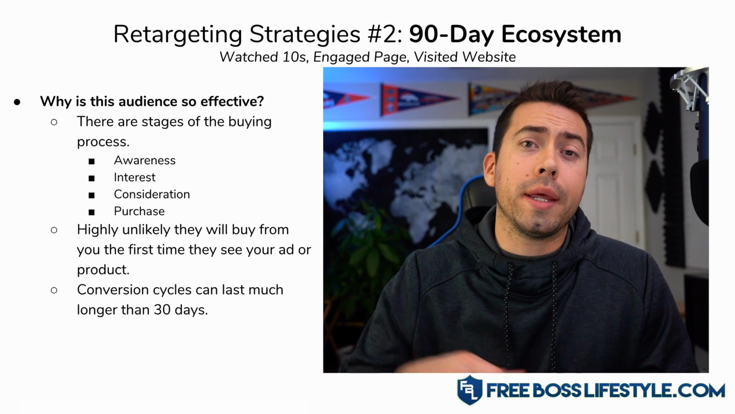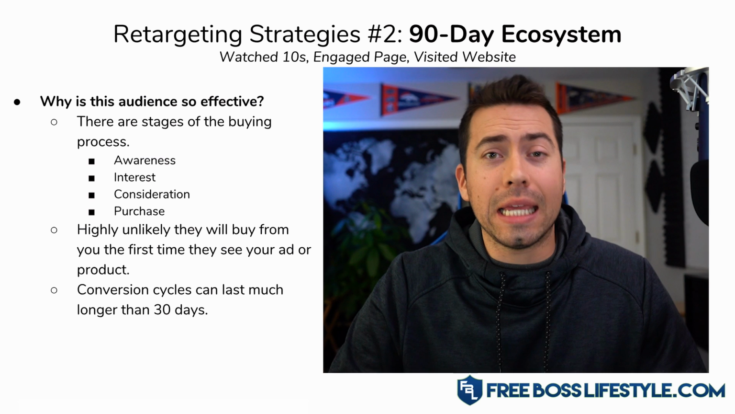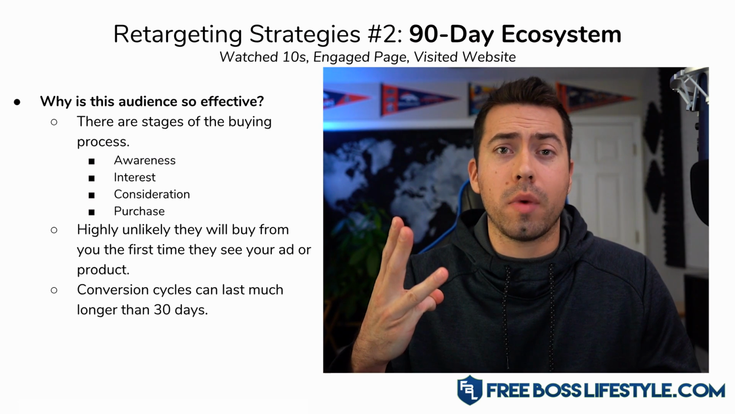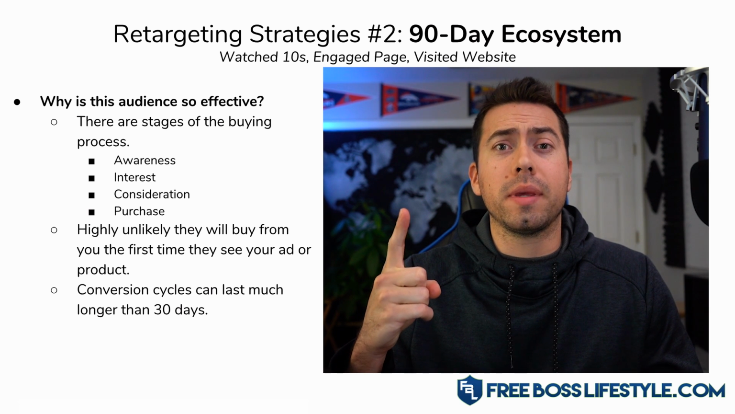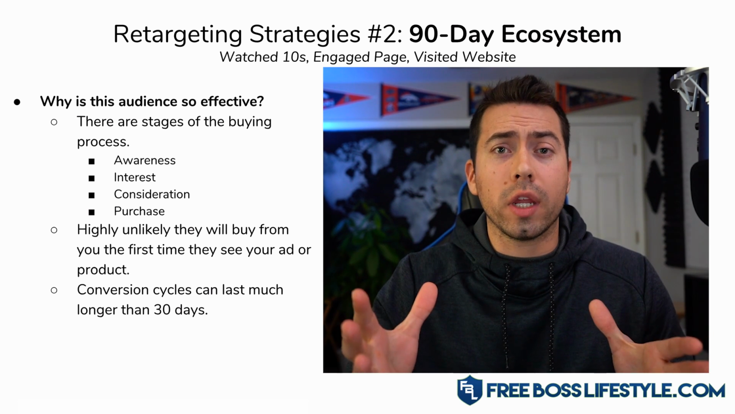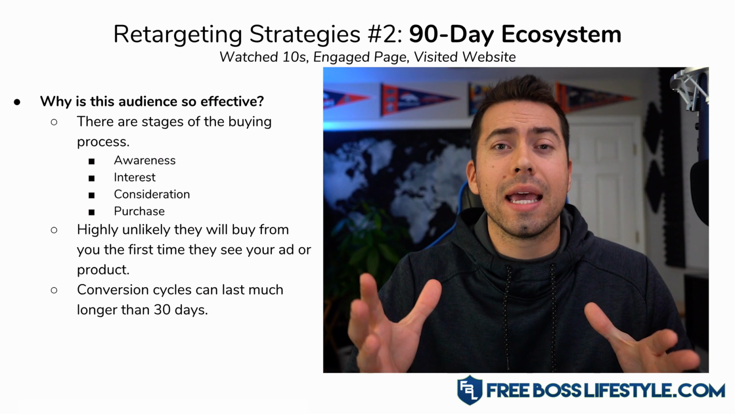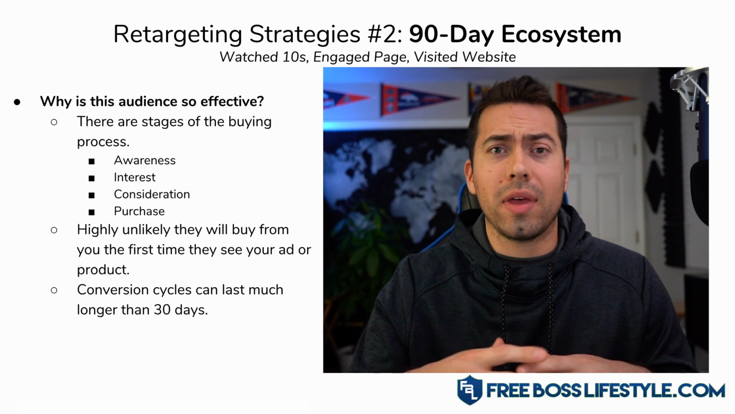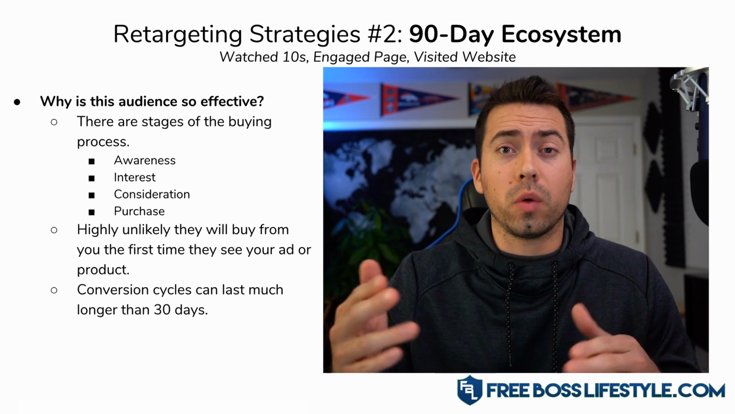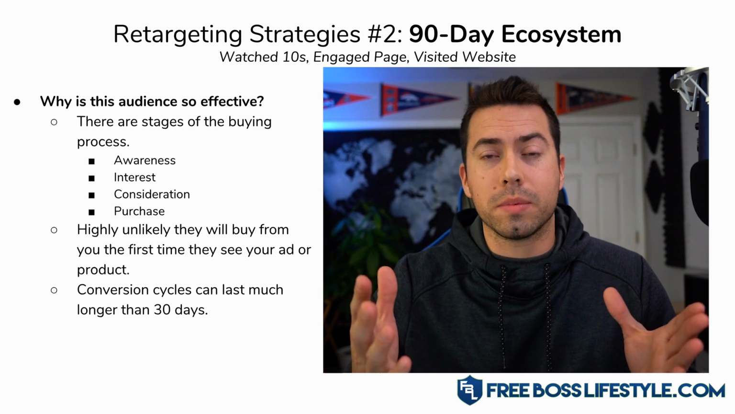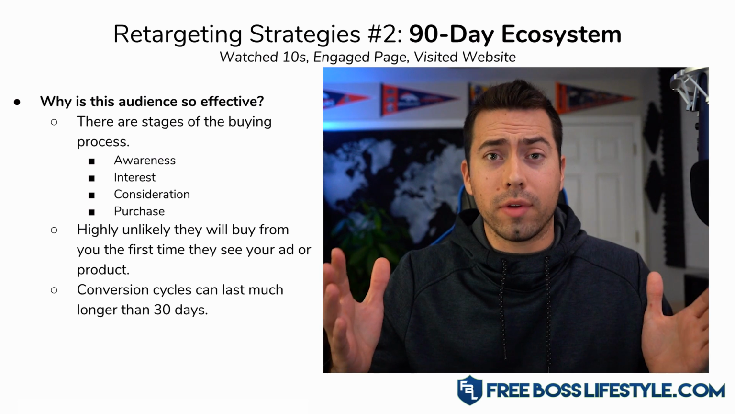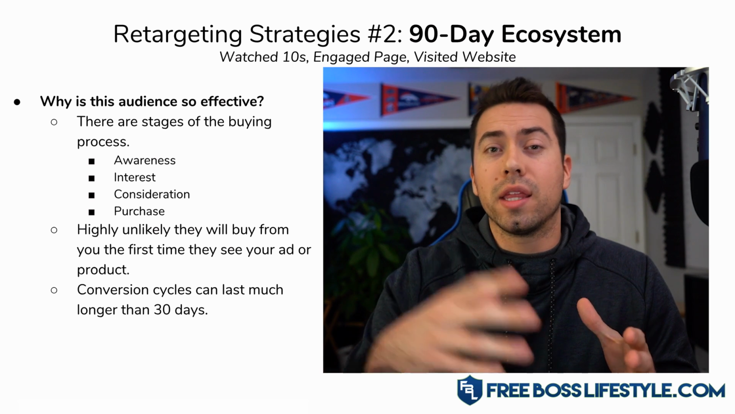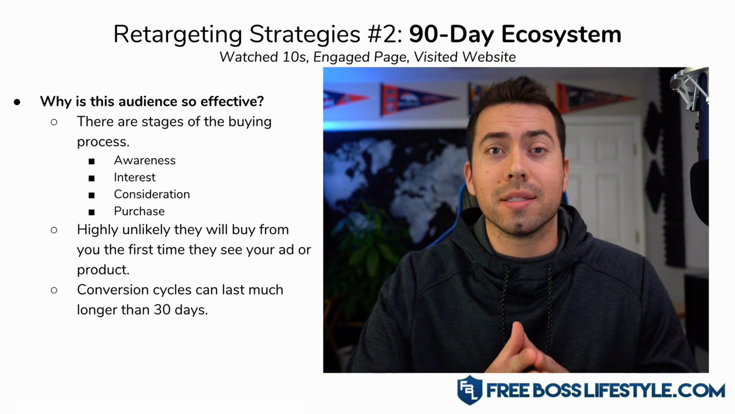All right, so strategy number 2 is the 90-day ecosystem. What this basically is, you're going to create 3 custom audiences. One custom audience is going to be people who have watched any of your videos within the last 90 days. And typically I like to just choose the 10-second option. So they've watched 10 seconds of any of your videos, or if you want to get specific and select the exact videos, that's up to you. I typically just select all of my videos and I say, if anybody has watched any of these videos at least 10 seconds, then throw them into this watch 10 seconds custom audience.